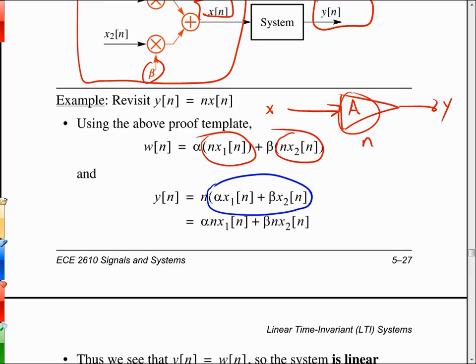That's the composite input, alpha x1 plus beta x2. Let the system operate on that, and that just multiplies it by n. So if we want to compare these two together, they're identical, aren't they? I mean, the math says that they're identical.